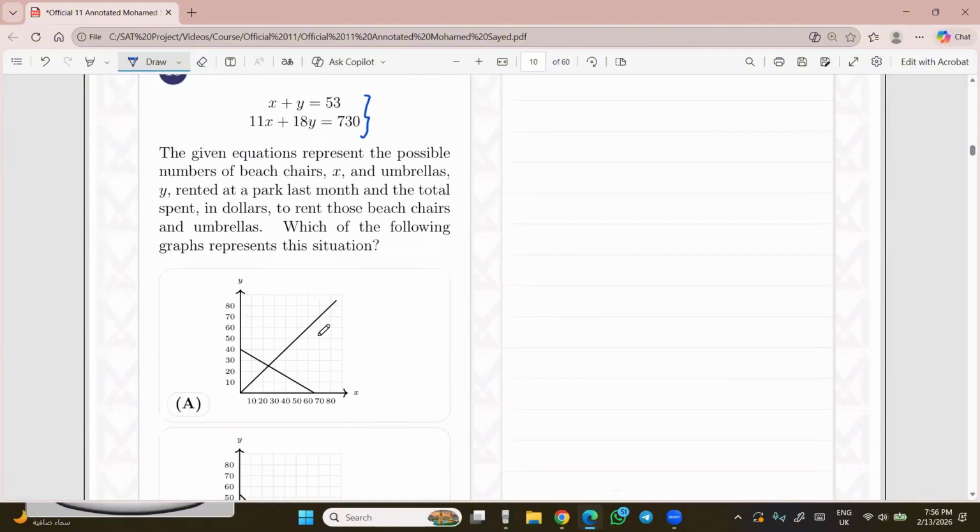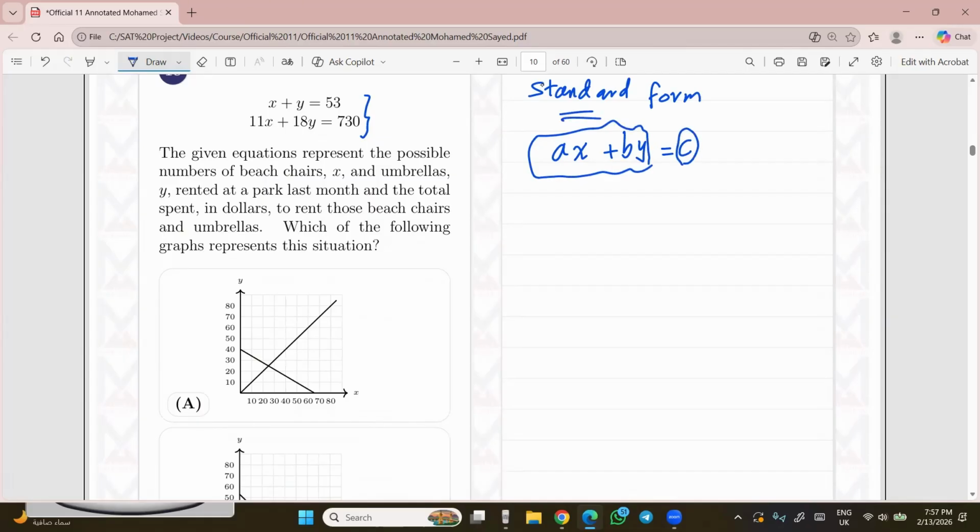But I recommend another way, which is the slope. How to get the slope? For a linear equation written in standard form, we have something called the standard form of the linear equation. It's written like this: ax plus by is equal to c. Whenever x and y are together on one side and c on the other side, this is called the standard form. And the standard form is already written here, as you can see, in both of them.